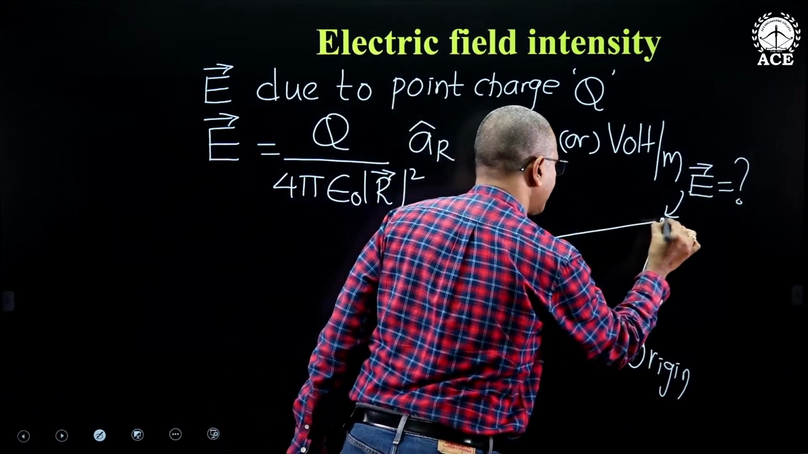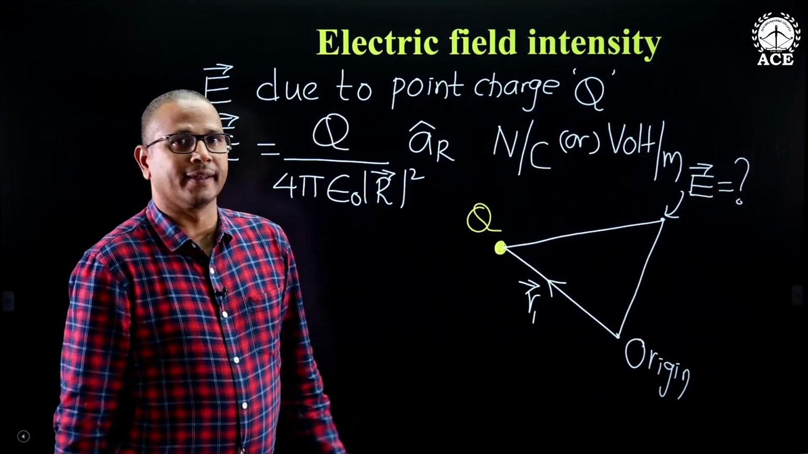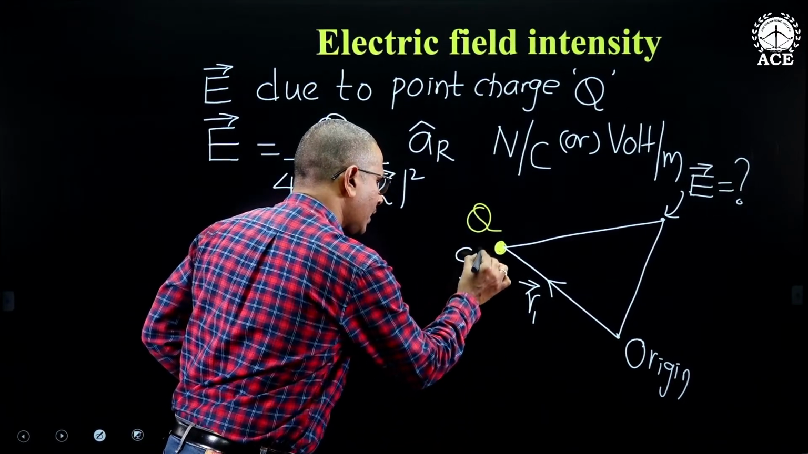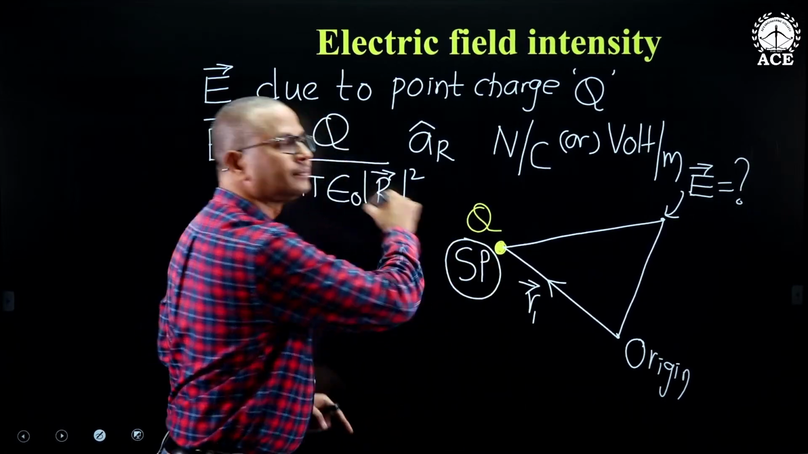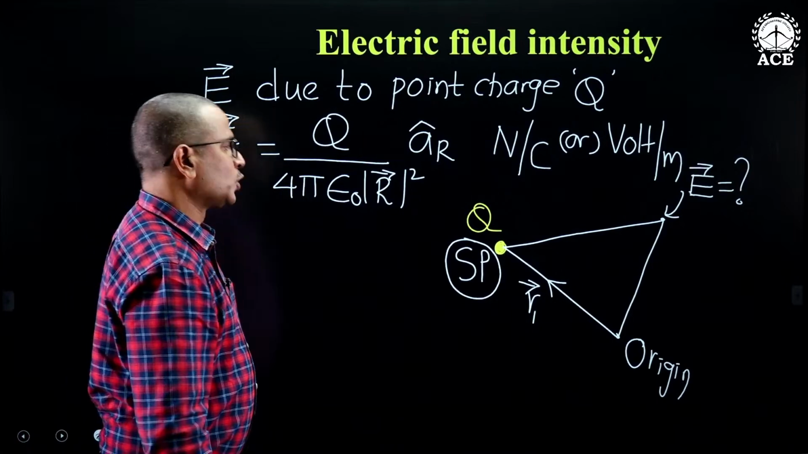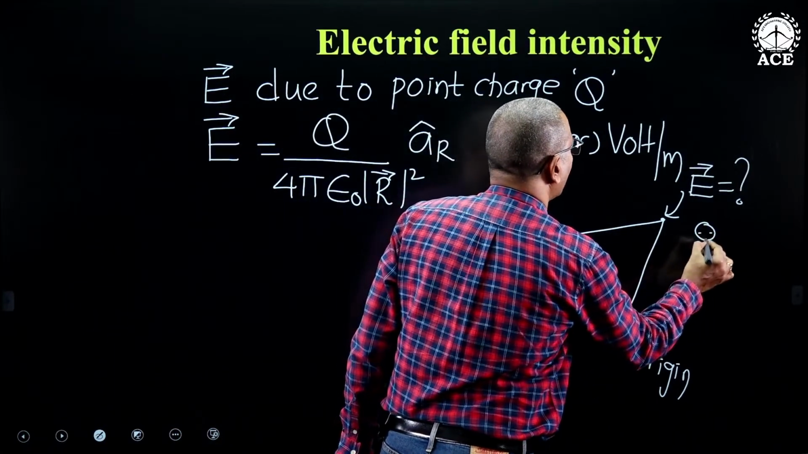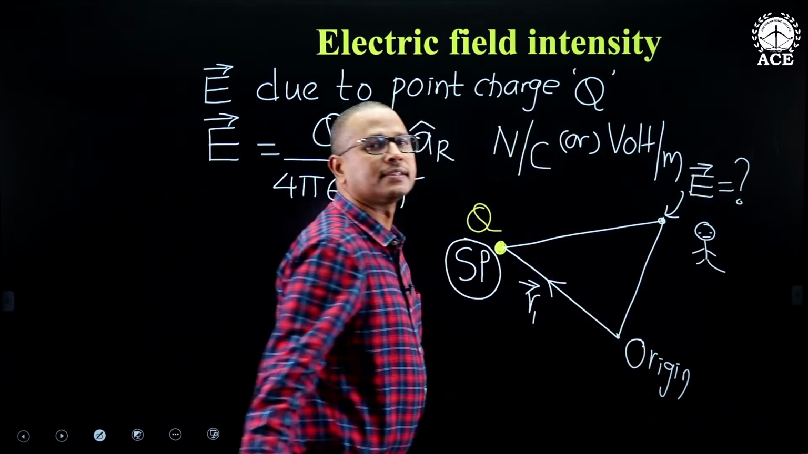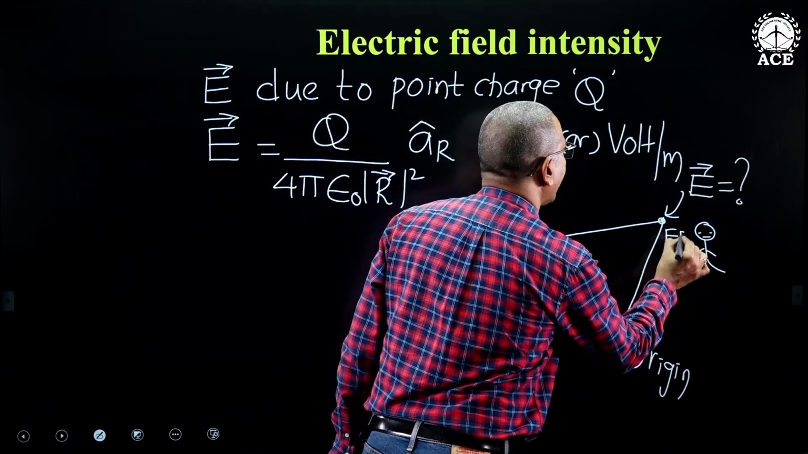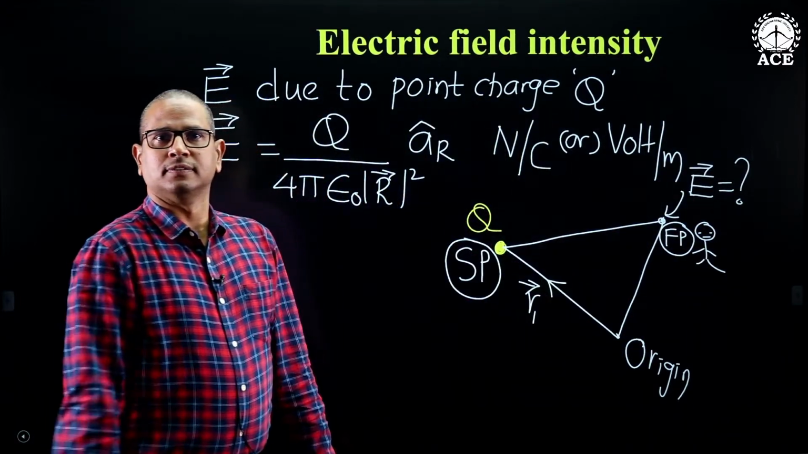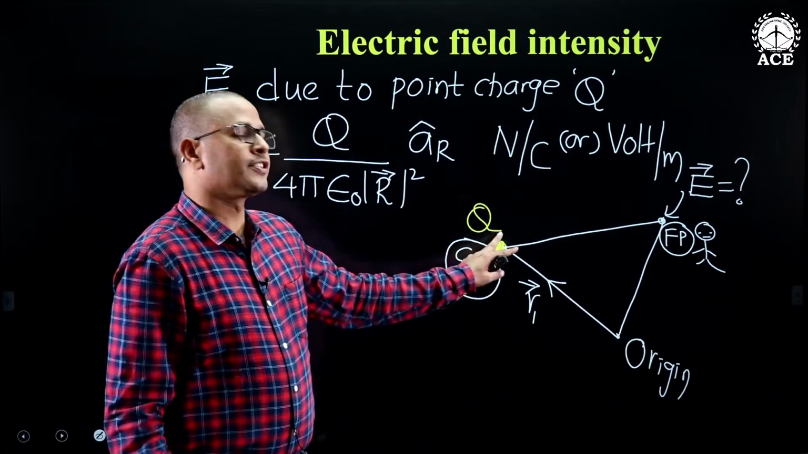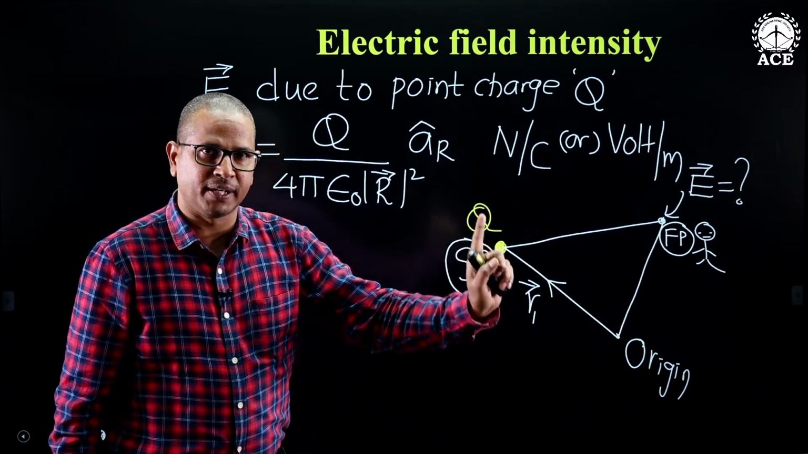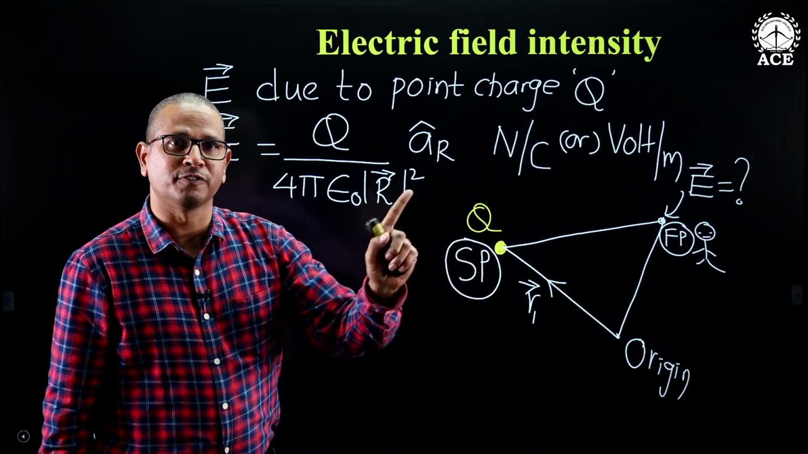Then I must draw the displacement from the source to the field. Remember, dear students, this is a source where the charge is located. I can treat this as source point, SP. This is a point where I'm standing or sitting, observing the field. I can call this the observation point or field point. Field point is a point where I am measuring electric field intensity due to this object. So remember, always we must draw the displacement from source point to field point.